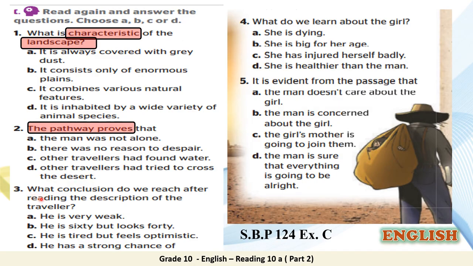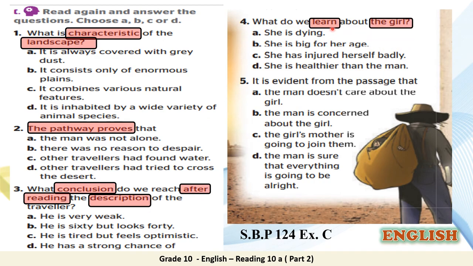Question 3. What conclusion do we reach after reading the description of the traveler? Can you point to the keywords here? Let's find them together. Conclusion. Do we reach after reading the description of the traveler? Question 4. What do we learn about the girl? So what do we learn? And the girl. Finally, it is evident from the passage that. What's evident from the passage?